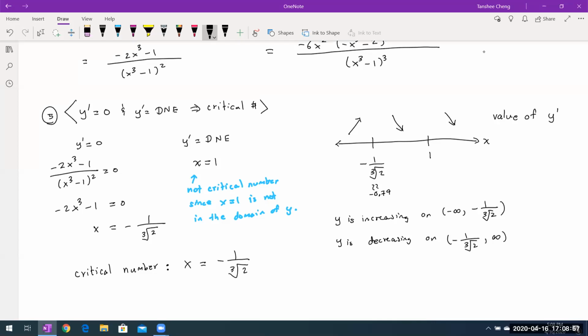If you do that, you will get points off. Remember that 1 is not defined in the original function. So if you write it like this, that means 1 has some value to it, so it will be wrong. Technically you should write it as up to 1 union with 1 to positive infinity. You need to make sure that it does not include 1 in the increasing and decreasing intervals. Any questions?